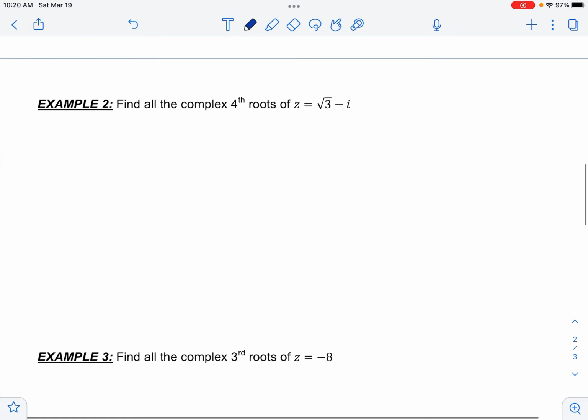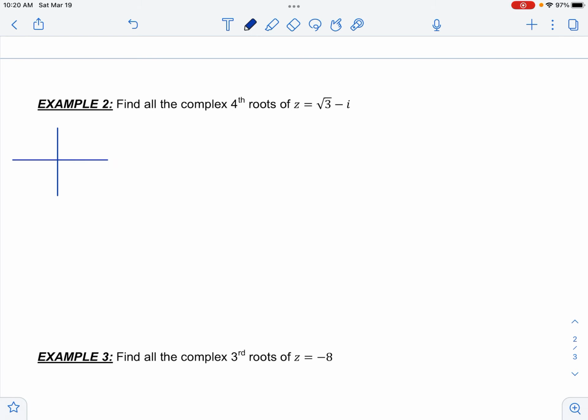All right, let's try another one here. So this one says find all the 4th complex roots of z equals root 3 minus i. So remember, in order to do this, you need z, r, and theta. If you look at this, I have z, x, and y because I have a rectangular number. So I need to first convert this to polar form. So let's go ahead and convert this to polar form. I'm going to go off to the side and plot it and get r and theta.